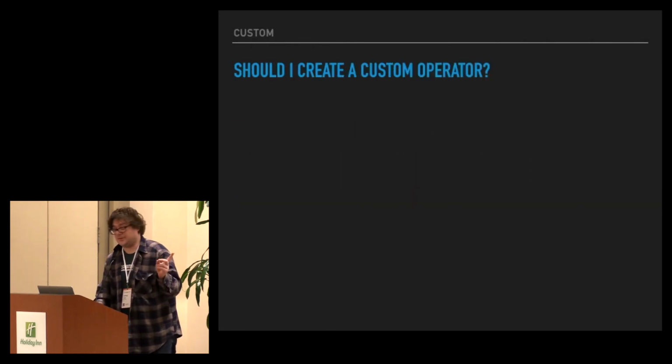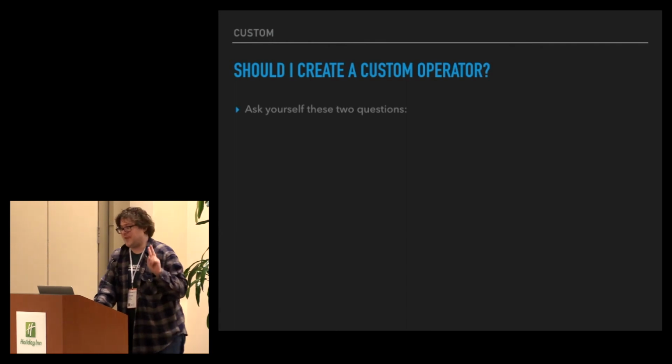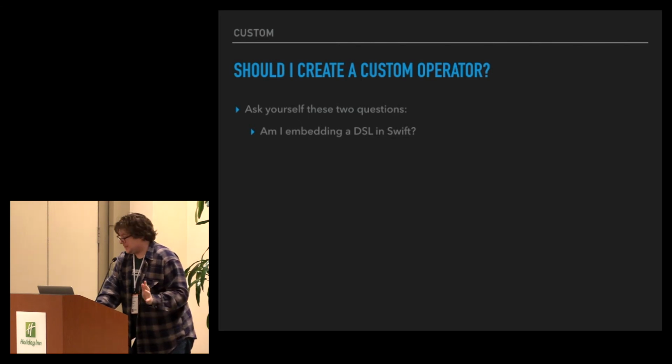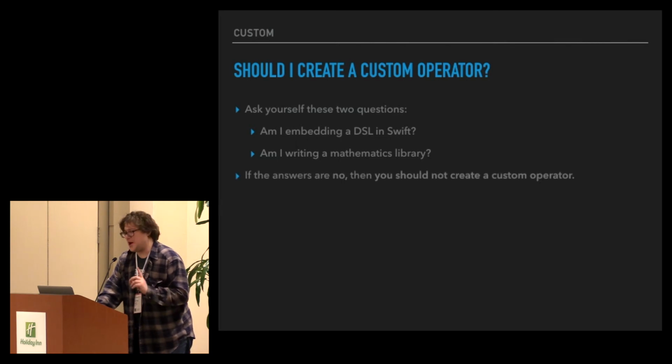Now, questions you ask yourself: should I create a custom operator? These are similar to the questions you ask yourself when you overload. There are 2 very important questions, I think, though. One of them is, am I embedding a DSL in Swift, domain-specific language? I think that this is a questionable thing to do on your own, but you're perfectly welcome to do it. And then, am I writing a mathematics library? If the answers are no, you should probably not create a custom operator.